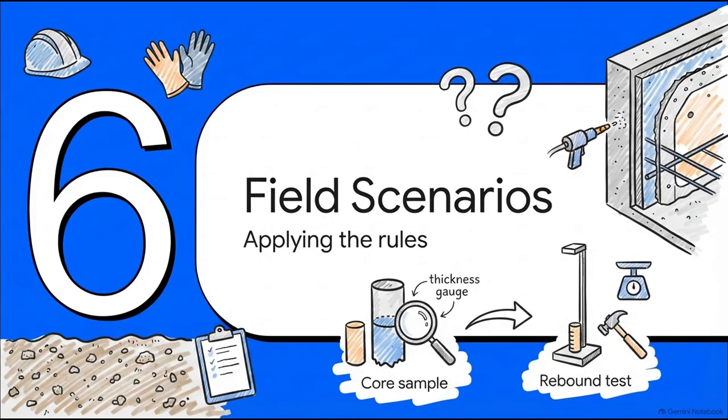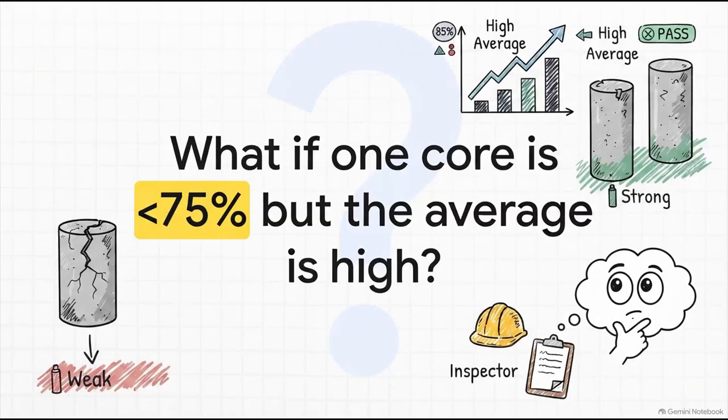Finally, Section 6, Field Scenarios and Takeaways. Because memorizing numbers is great, but applying them in the dirt where real decisions are made, that's what really matters. Let's test your judgment with 2 quick scenarios. Here's your first dilemma. You're on site, and 3 cores just came back from the lab. 2 of the results are incredibly high, pulling the overall average way above that 85% mark. But that third core comes in below 75% of the specified compressive strength. As the inspector, what's your call here?